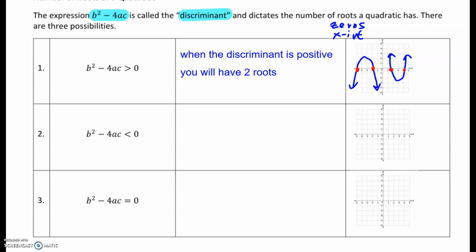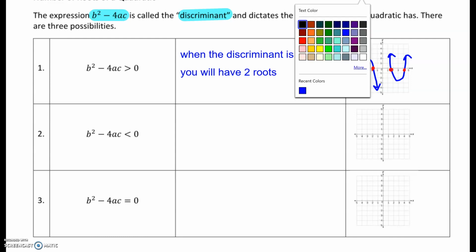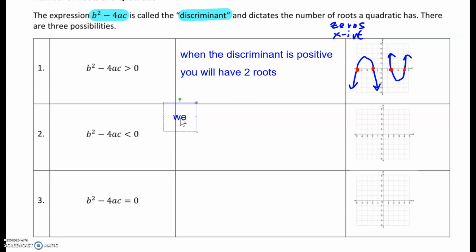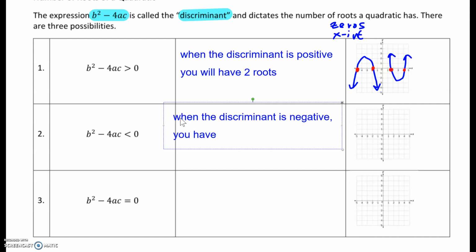And so when the discriminant is negative, you're going to have no roots. So let's type that in. When the discriminant is negative, that means that when you calculate the b squared minus 4ac, it would be a negative value under the root symbol. So you will have no roots or no solution.